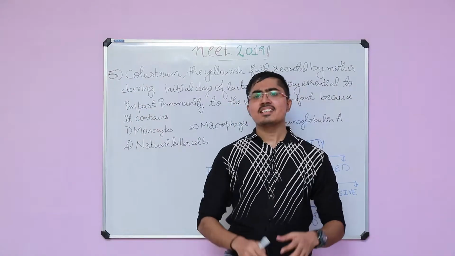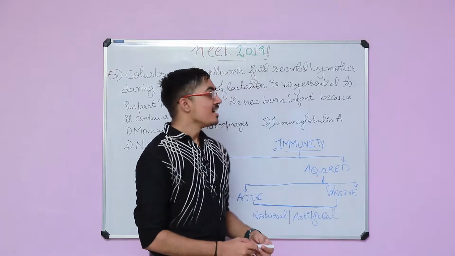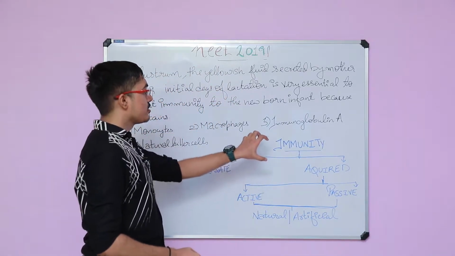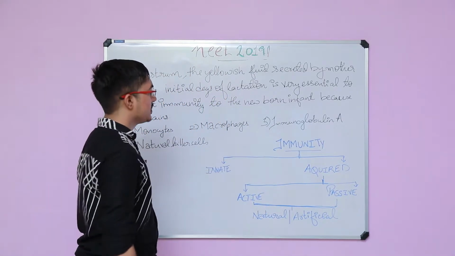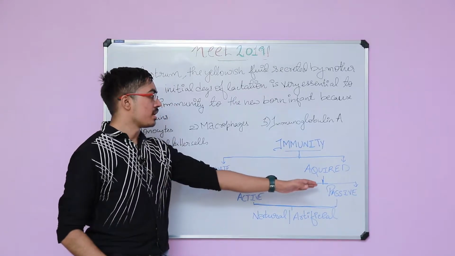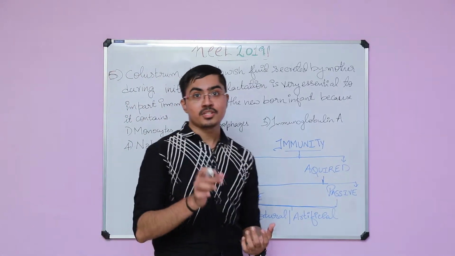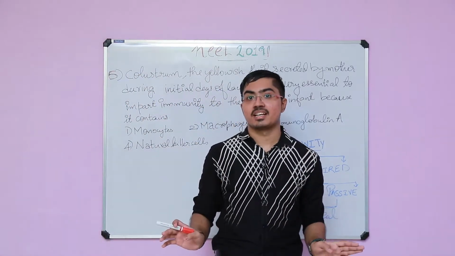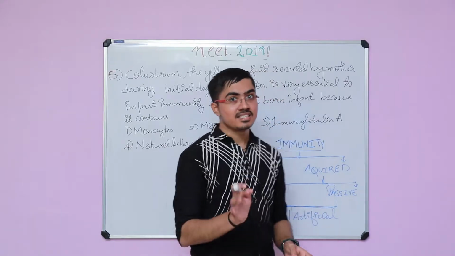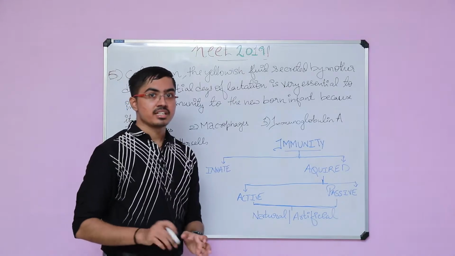So in the sixth question, it is yet another question derived from the topic of immunology, but this time it is more or less focusing on the concepts of immunity. We know that immunity is divided into innate and acquired. Immunity is the overall ability of the host to fight disease-causing microorganisms, pathogens, and antigens. This is called immunity.